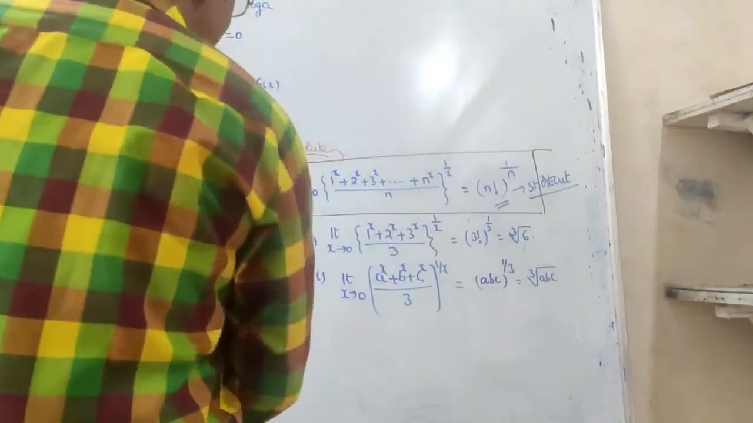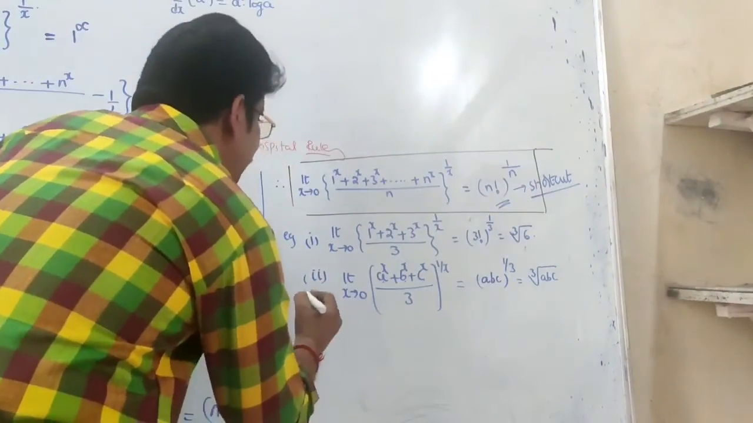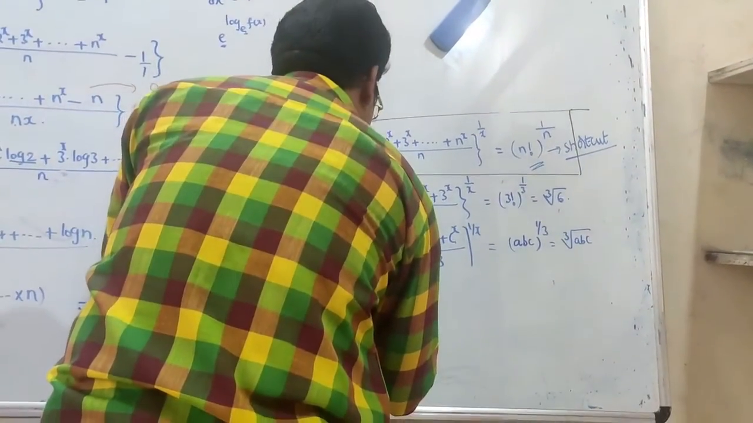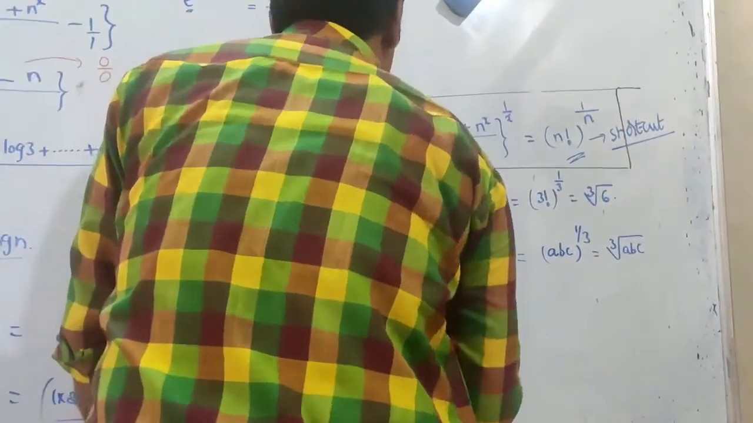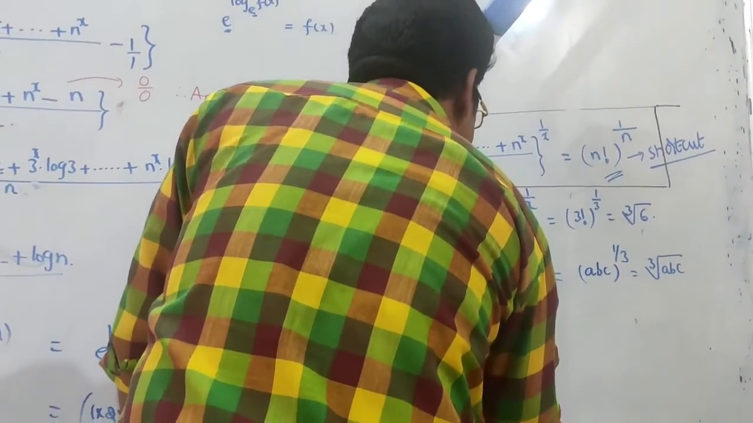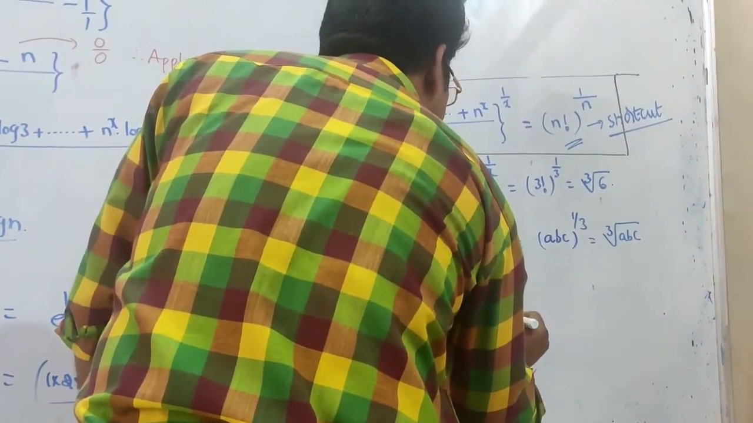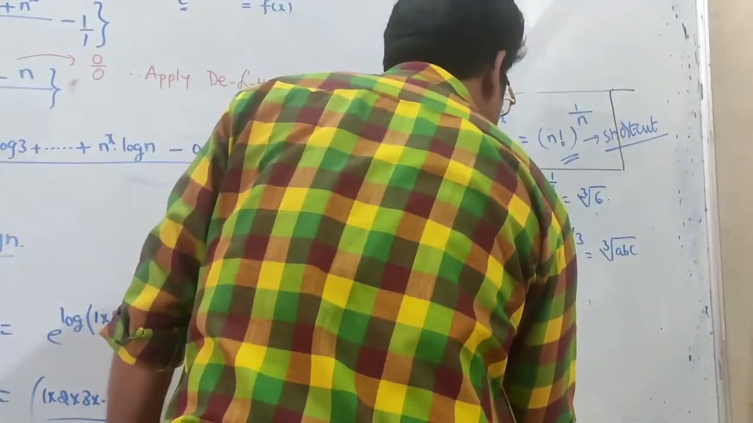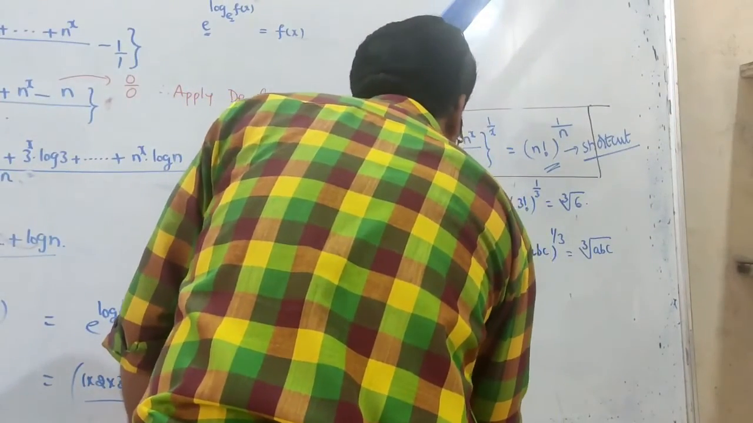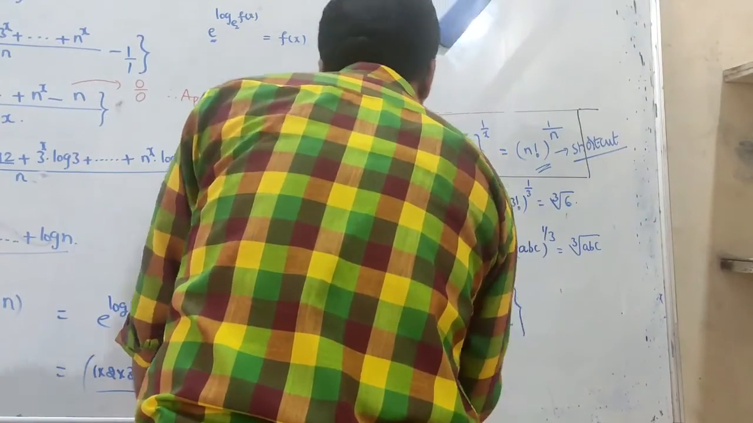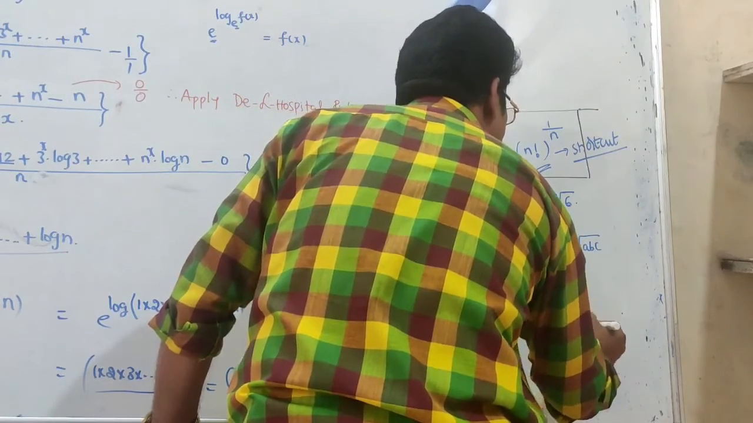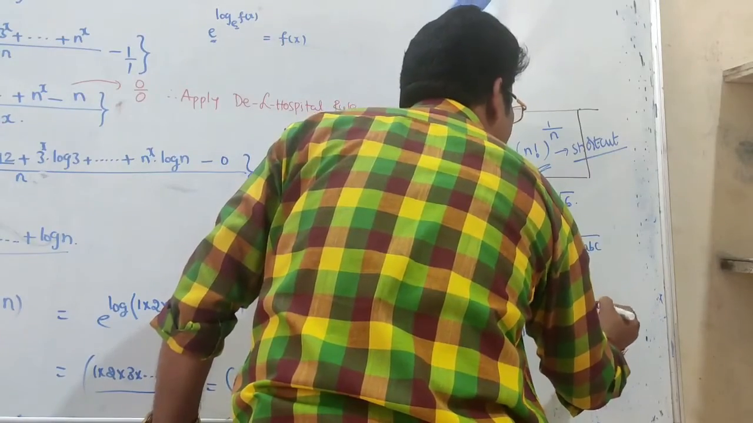Similarly we can write limit x tends to infinity, 1 to the power of 1 by x plus 2 to the power of 1 by x plus 3 to the power of 1 by x plus and so on plus n to the power of 1 by x, whole divided by n, whole to the power of x, that is equal to the same answer, n factorial whole to the power of 1 by n.